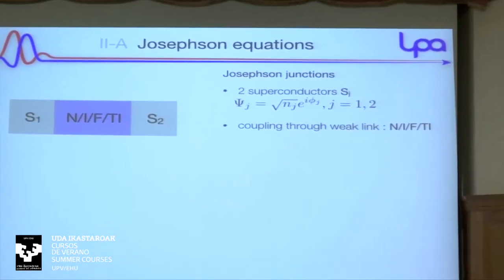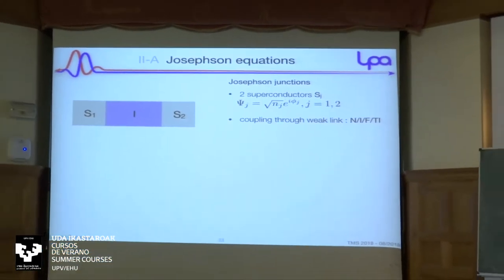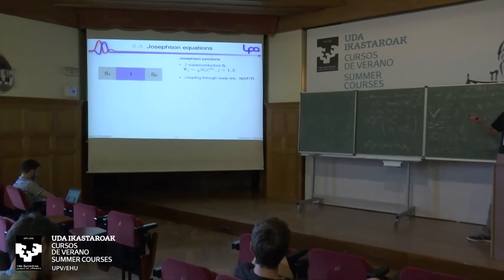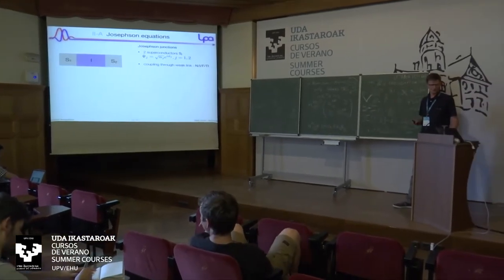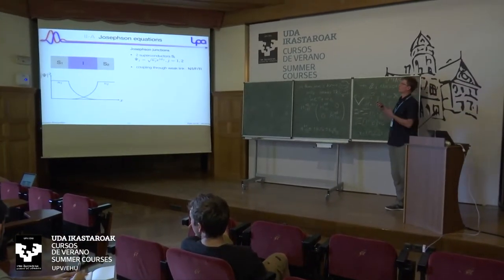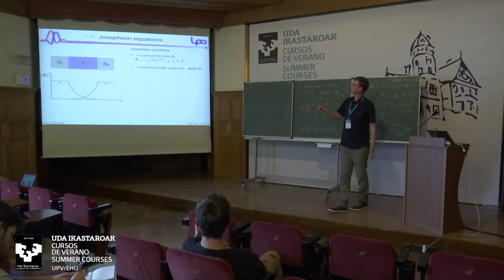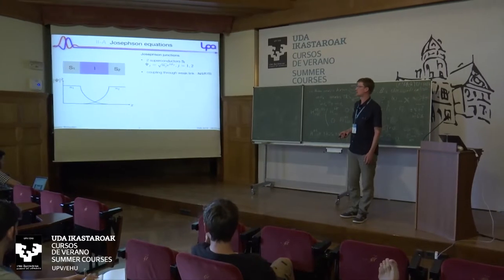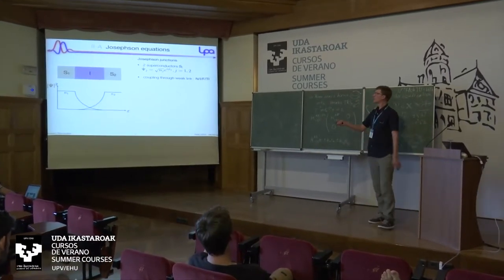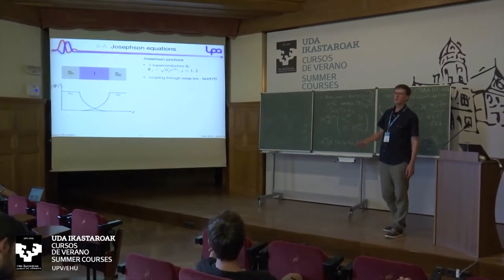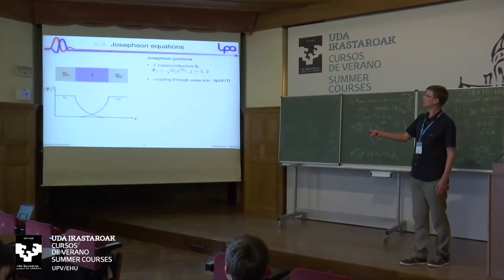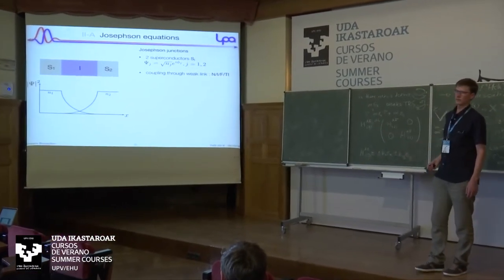And the basic idea is that somehow, specifically Josephson derived it for the case of the insulator, and this is where I will start from now. But in this, the basic idea is that the superconductivity will leak into this central piece of material via the proximity effect, on a length which is given by the coherence length. And this will yield some kind of coupling between the two electrodes.